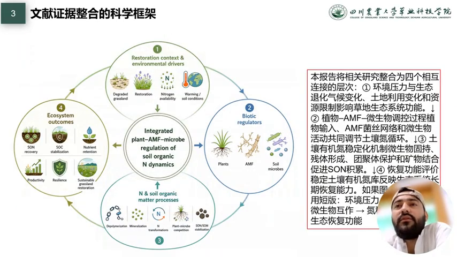This framework organizes the literature into four connected layers. Environmental stress initiates degradation, while the plant, AMF, and microbes regulate nitrogen transformation and retention. The final goal is not only vegetation recovery but the formation of stable soil organic nitrogen pools.